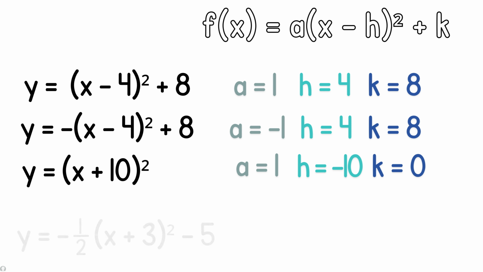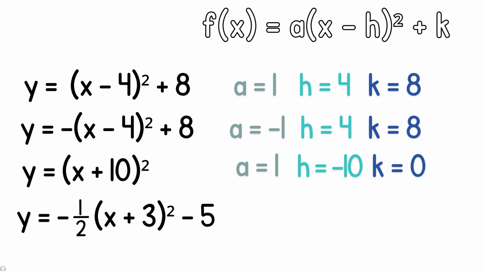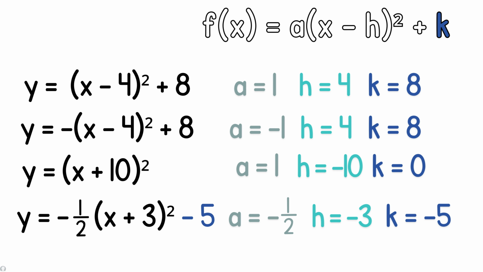In our last example, we have f(x) = -1/2 (x + 3)^2 - 5. So our a value is negative 1/2. Our h value, again, is adding 3 instead of subtracting. So this tells us that h must have been negative 3. Now if we look at our k value, they're subtracting 5. So k will become negative 5 since they were subtracting. Now we can see that our vertex happens at (-3, -5), and our a value of negative 1/2 tells us that the parabola will open downward.